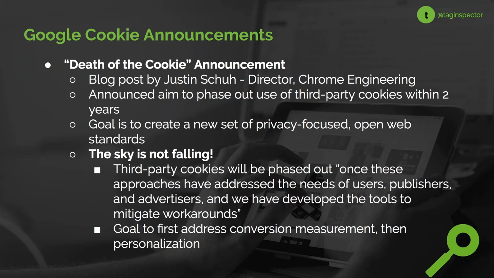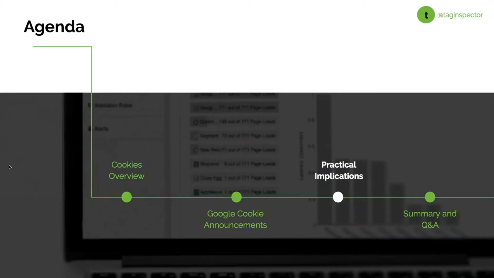So those are the two big Google announcements. One, the more technical announcement around the SameSite and Secure attributes. And then the second one, more of a theoretical or goal announcement of the phasing out of third-party cookies more broadly. So with that, let's go through and discuss some of the practical implications that we have here.